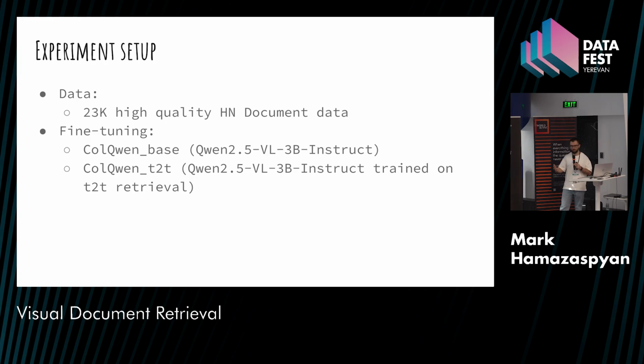So Qwen is a VLM. What we are doing is converting it into retrieval models. Yeah. So the only difference between these two is training the base model on document data, compared to training the base model with text data, then with the same document data. And let's see whether our hypothesis that text-to-text retrieval will help us is true or not.